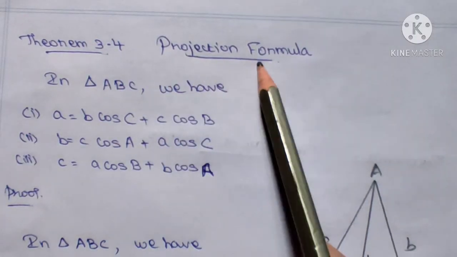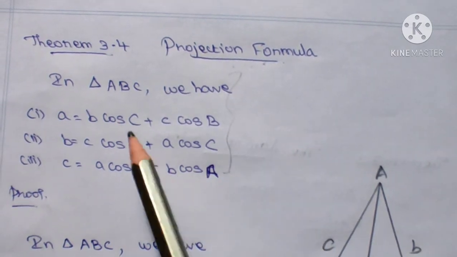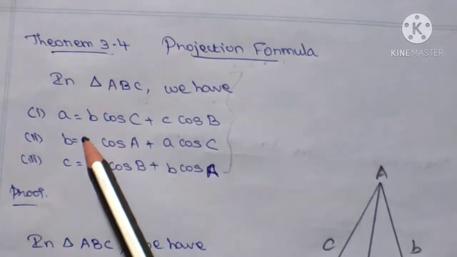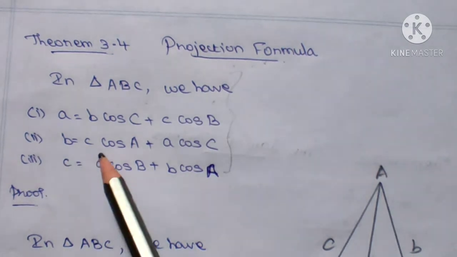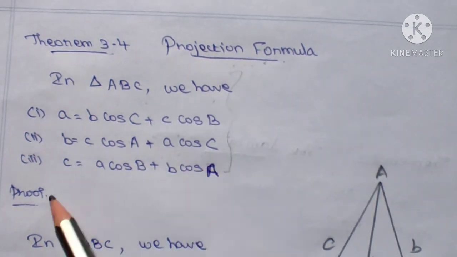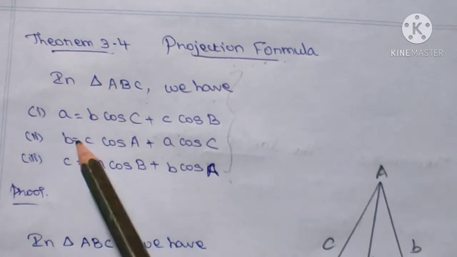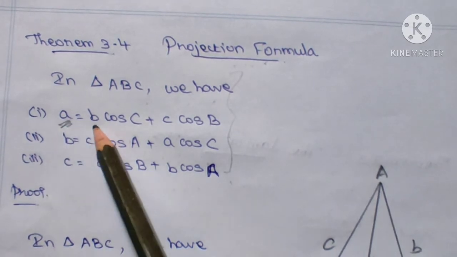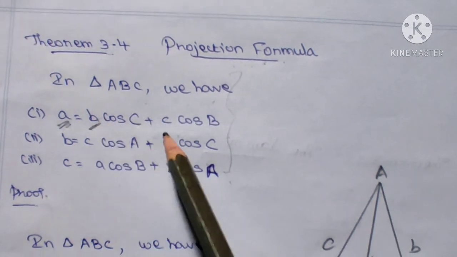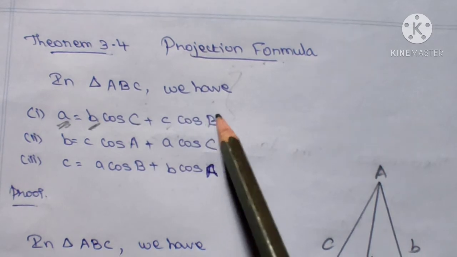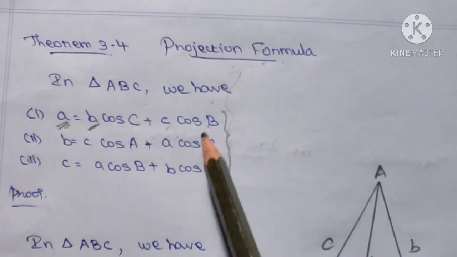3.4 Projection formula. State and prove projection formulas. You should write the statement. In triangle ABC we have a is equal to b cos c plus c cos b, and the second one is b is equal to c cos a plus a cos c. Third one is c is equal to a cos b plus b cos a. So a is left side, then you write b. b is next to the angle c, and c is next to the angle b. Any one of the results you study thoroughly and find out the proof of any one of the results.